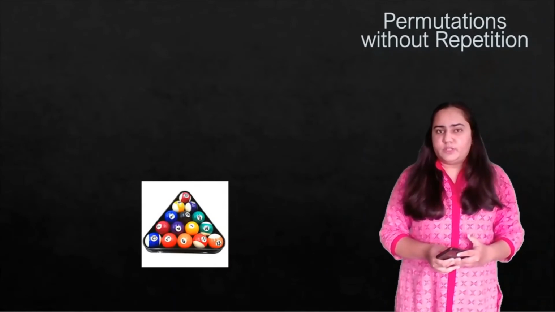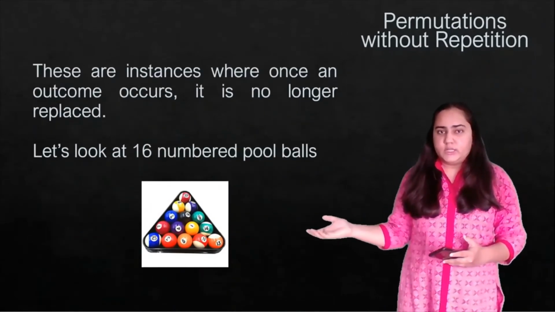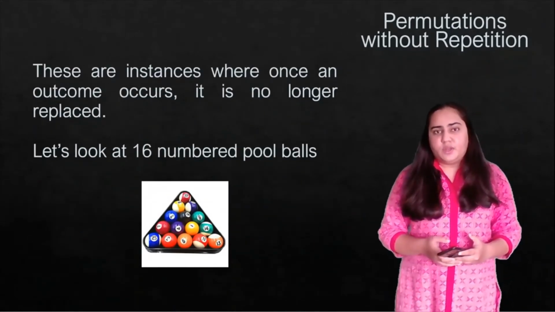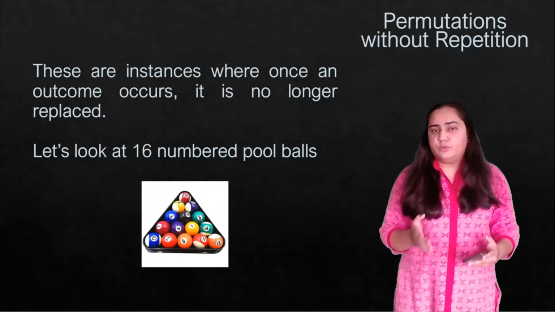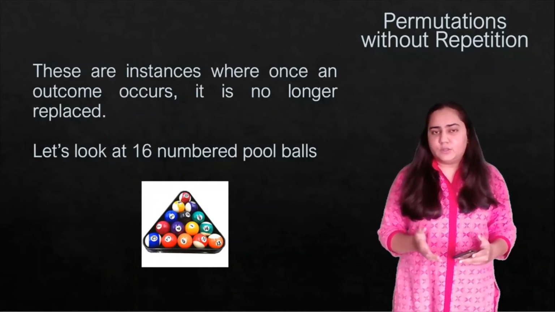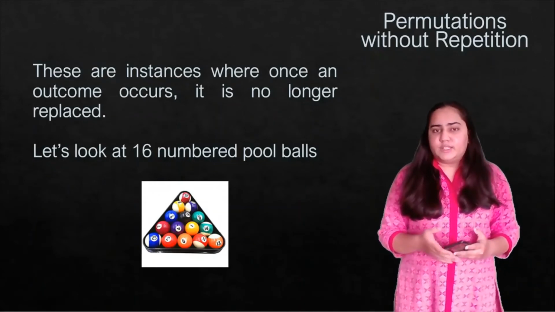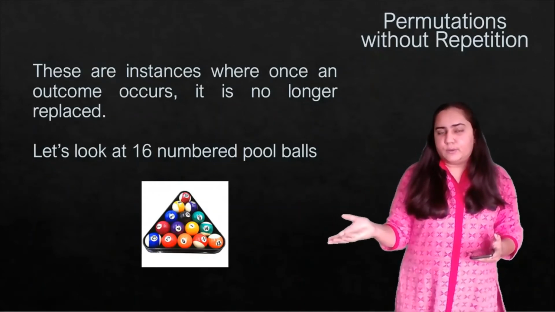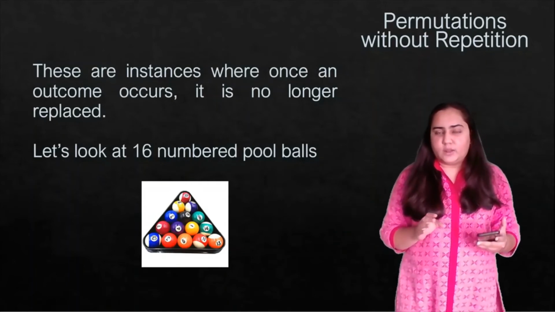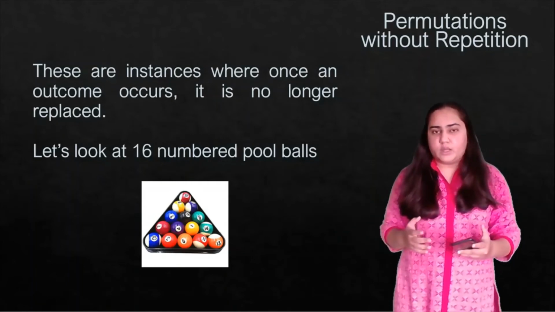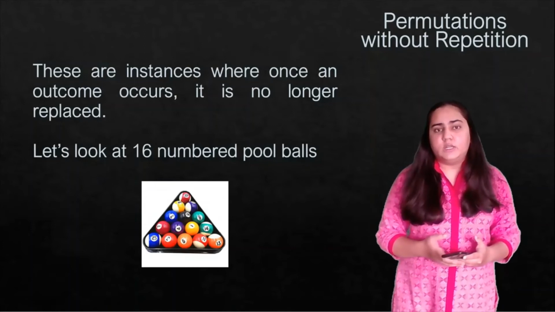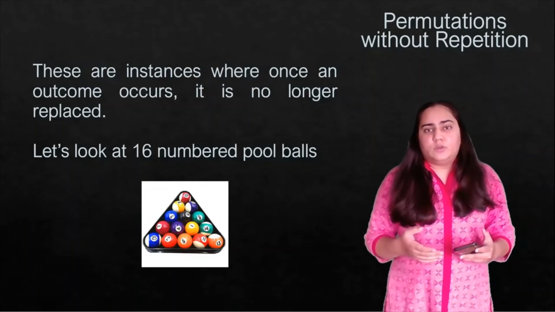Now, what about permutations without repetitions? Consider this example where you have 16 numbered pool balls. Pool is a game that you can play where there are balls and each ball has a number written on it. So let's consider that there are 16 such balls, and on each ball there is a number written: 1, 2, 3, 4, unique numbers from 1 to 16.